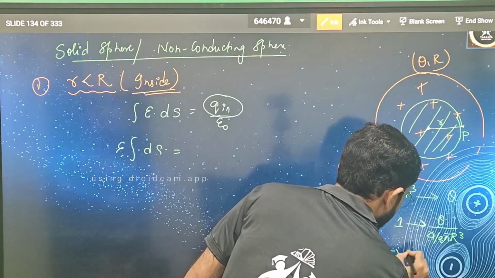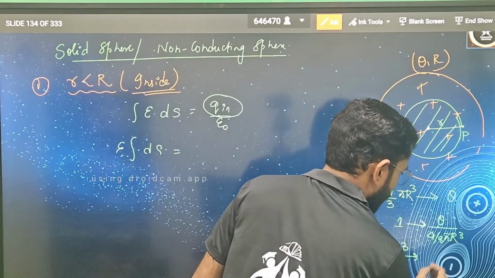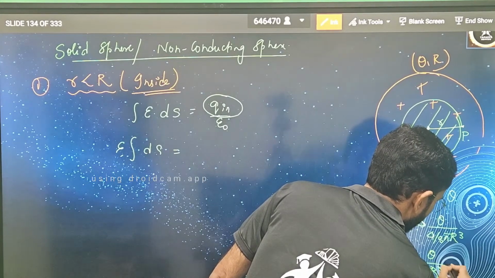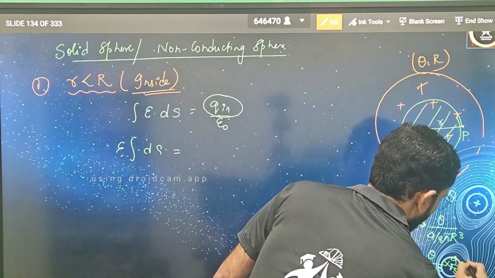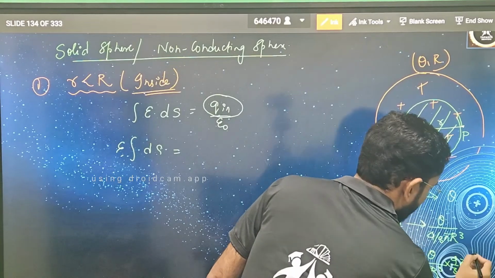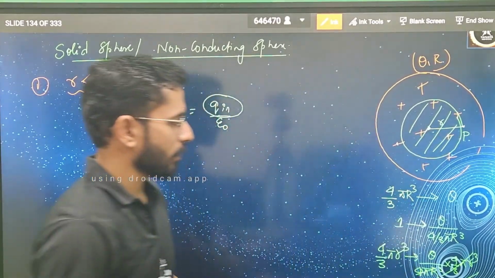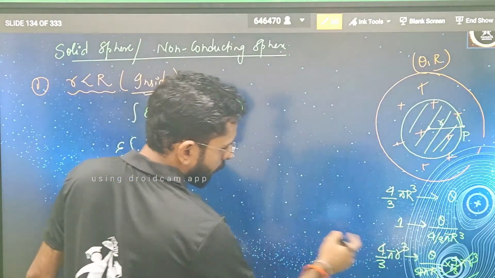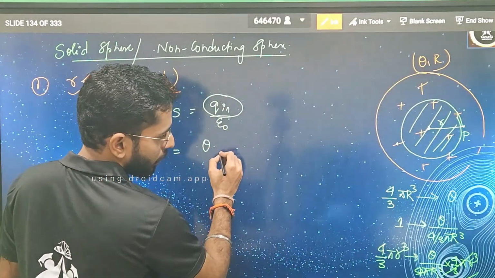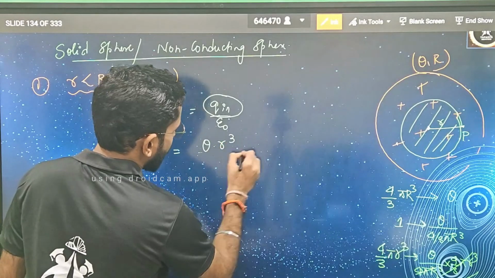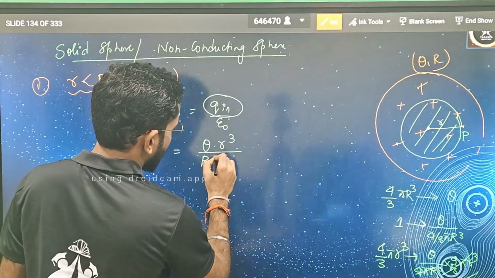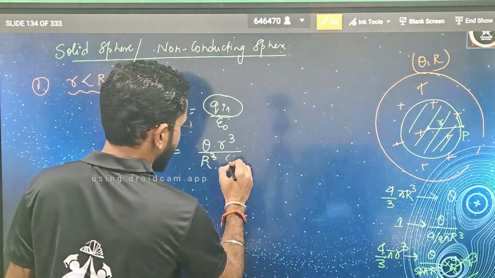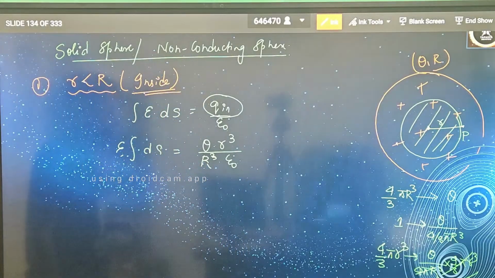4 by 3 pi small r cube, and we will collect how much charge? You will write q divided by 4 by 3 capital R cube into 4 by 3 pi small r cube. The 4 by 3 will get cancelled out, so what will be remaining? We will substitute here. What is the net charge coming inside? This is q in. You will write q into small r cube divided by capital R cube here, and here it is already divided by epsilon naught, correct?